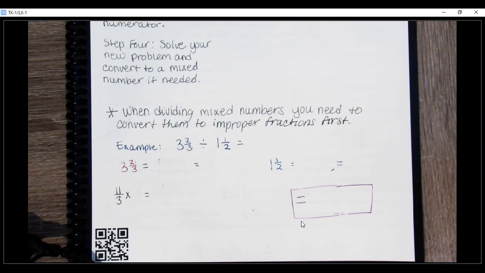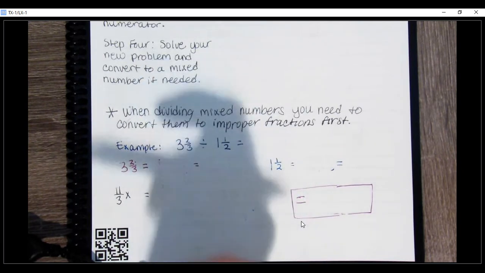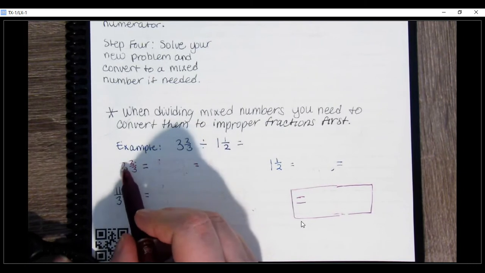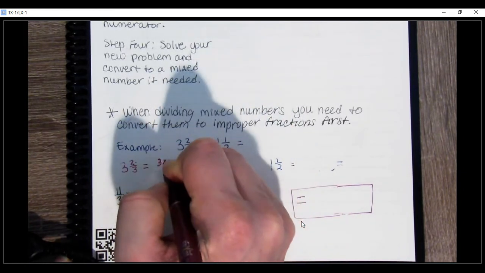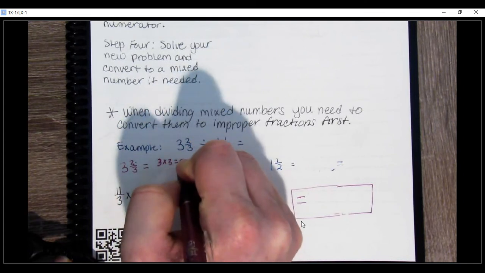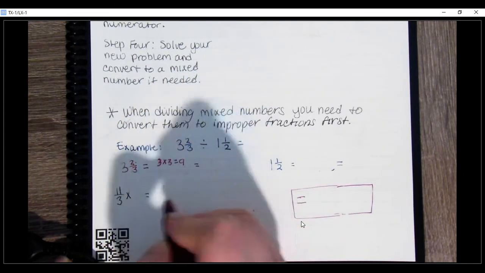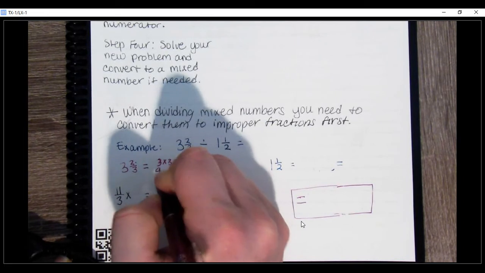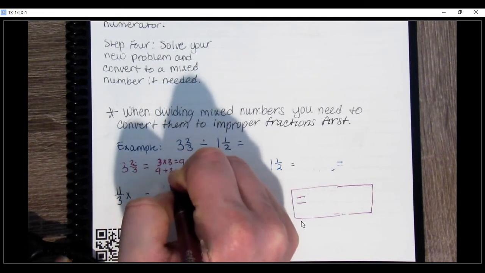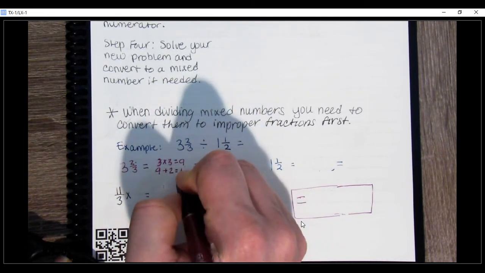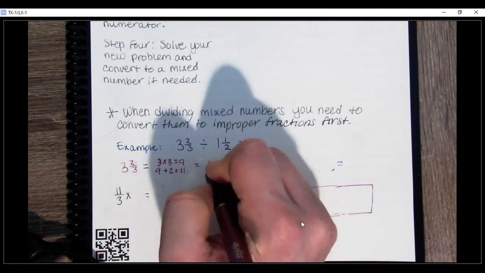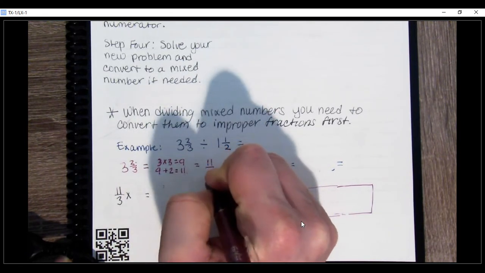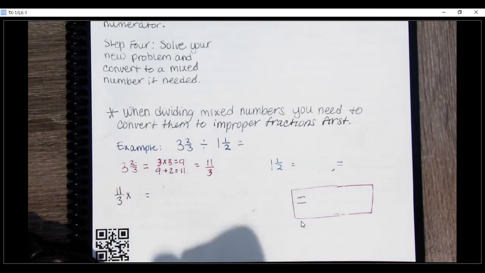I want to take the denominator of my mixed number and multiply it by the whole number. So I have 3 times 3, which is equal to 9. And then I'm going to take that answer and add it to the numerator to get 11. That creates my new numerator of 11, and the denominator stays the same.